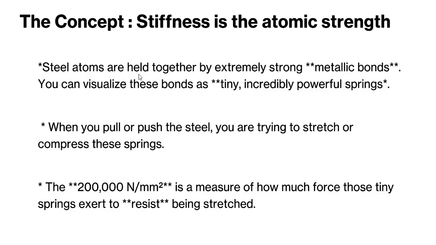Steel, just as we discussed now, steel atoms are held together by extremely strong metallic bonds. You can visualize these bonds as tiny, incredibly powerful springs. When you pull or push the steel, you are trying to stretch or compress these springs, which is very, very difficult. So that 2 lakhs Newton per mm square is the measure of how much force those tiny springs exert to resist being stretched. So obviously the atomic bonds will resist being stretched or pressed. So that is the stiffness.